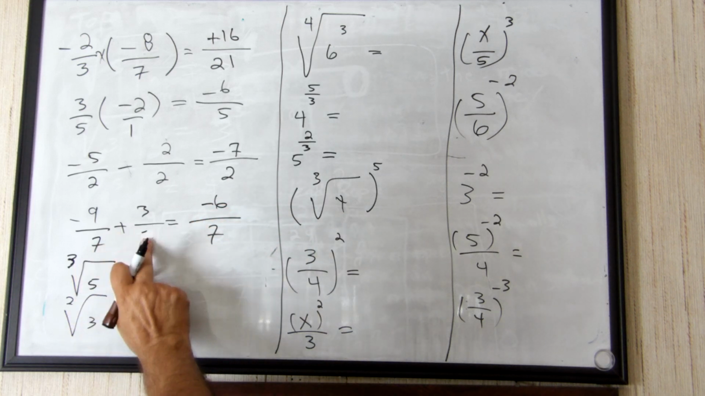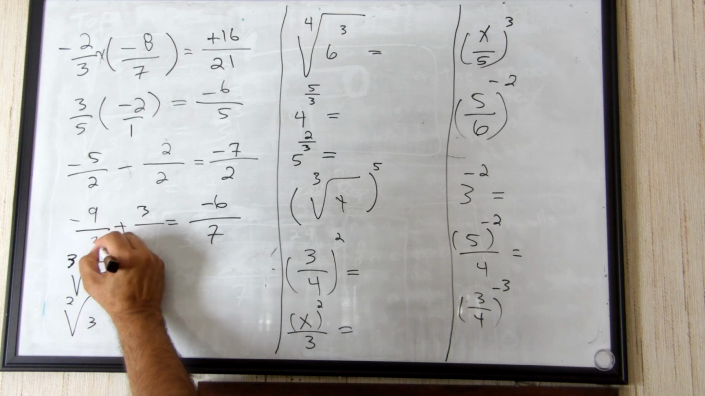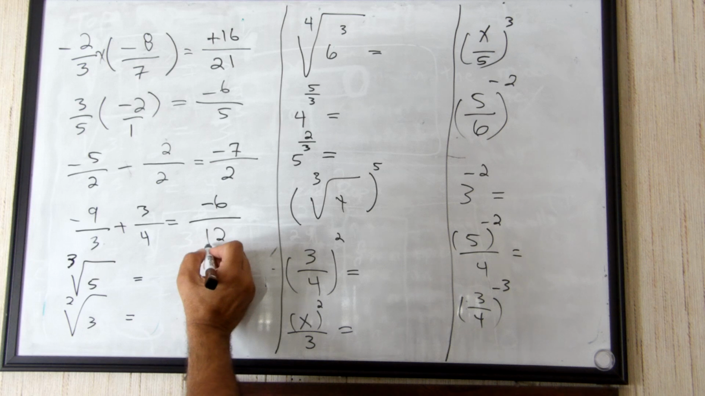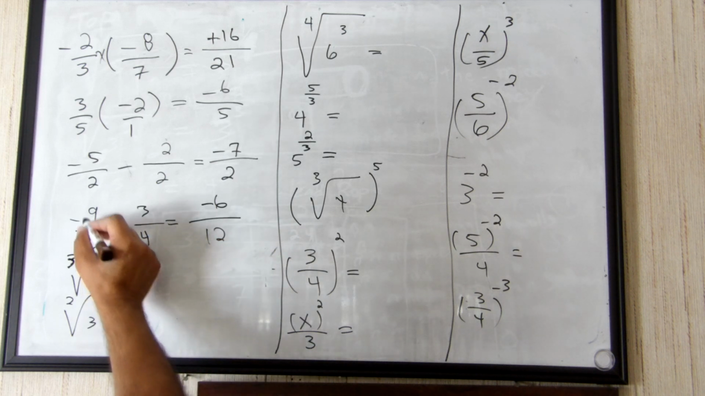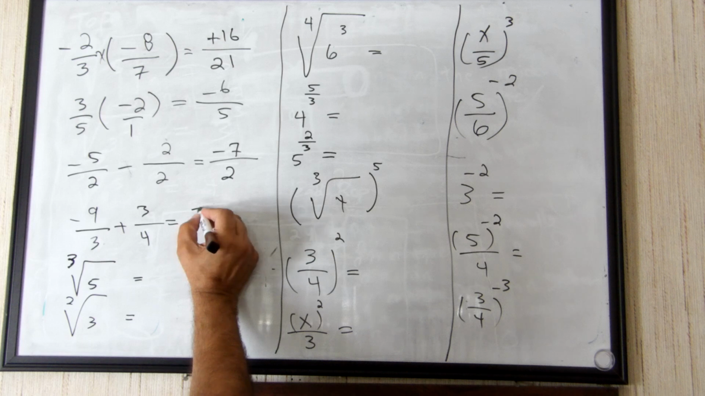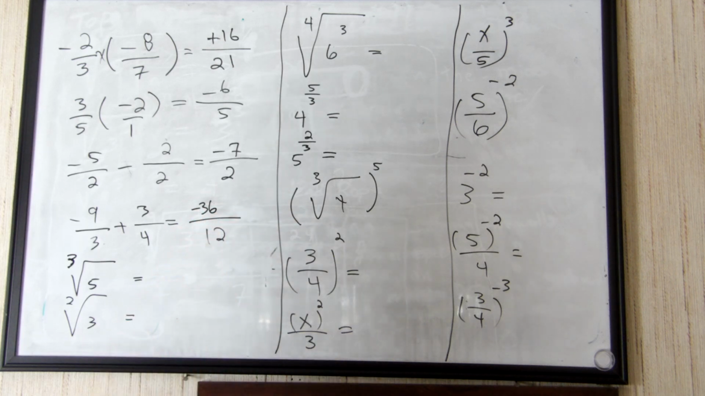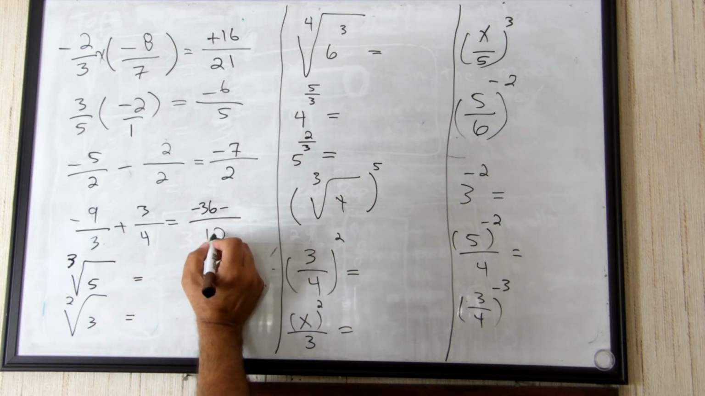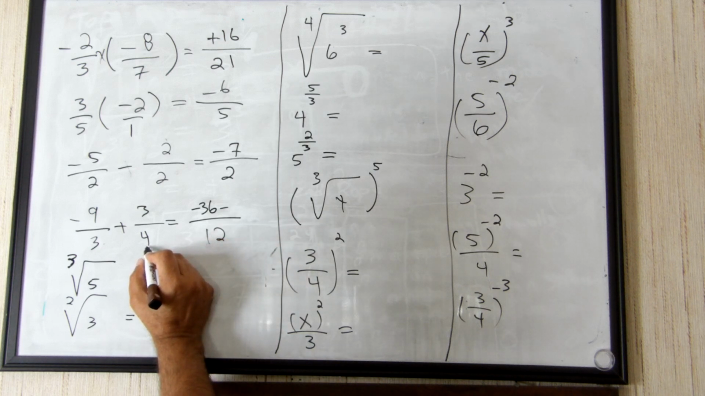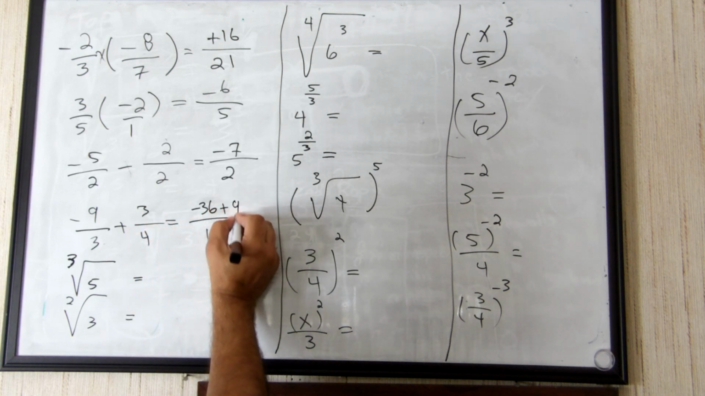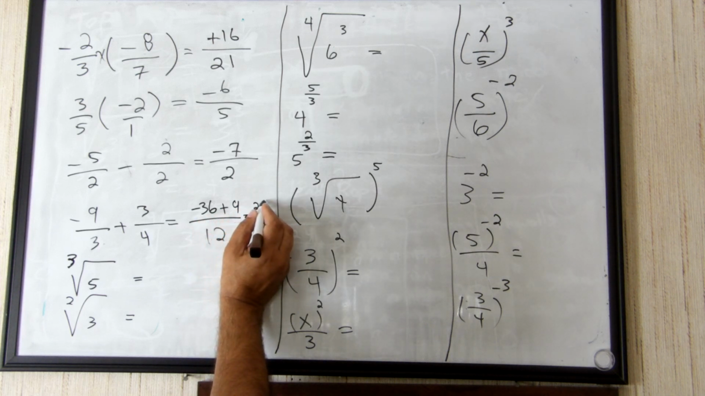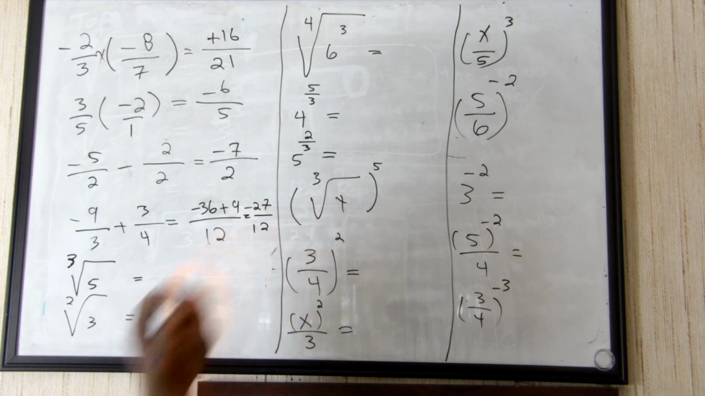Okay, if it was like 3 and 4, what's going to happen? The denominators are not equal. The best way is to multiply these two together, and it's going to be 12. 12 divided by 3 is going to be 4. 4 times 9 is going to be 4 times minus 36. Okay, and then 12 divided by 4 is going to be 3. 3 times 3 is going to be plus 9. So it's going to be minus 27 over 9.